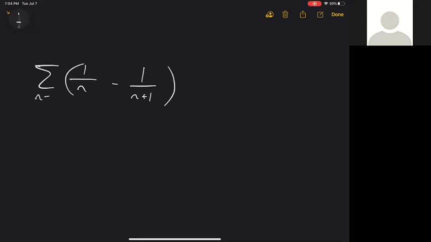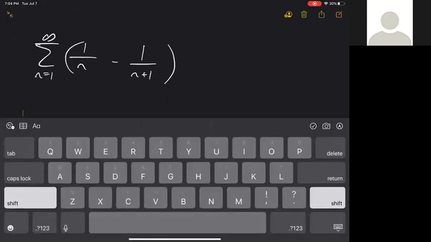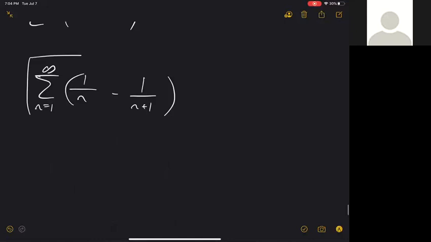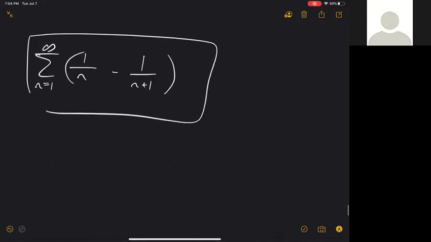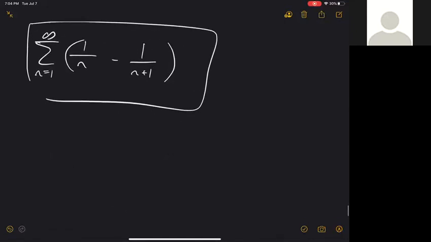So this would be a telescoping series, and they all have this basic form where inside the series you have a subtraction, something minus something. The gist of the telescoping series is that when you write out the terms, you're going to get a lot of cancellations. So write out several terms of this, or think about what several terms of this would look like.